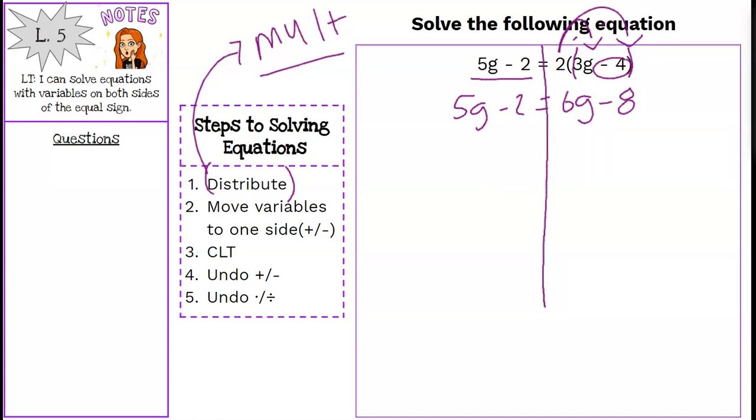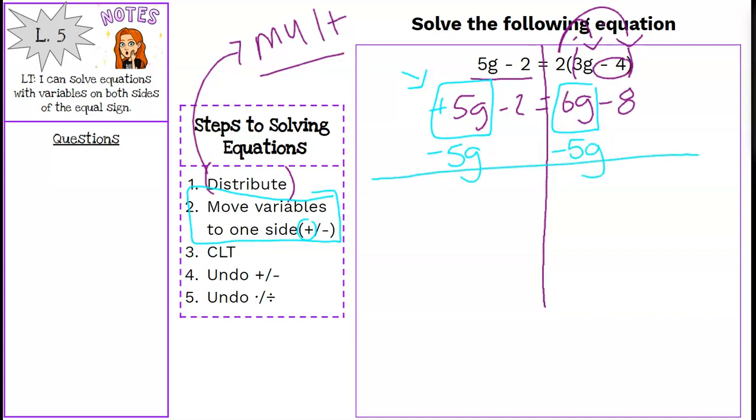Next step is to move our variables to one side. Now, I see a 5g and a 6g. Again, we want to move the smaller one. So I'm going to move 5g, which is positive. I'm going to undo that positive 5g with a minus 5g. By minus 5g on the left, I have to minus 5g on the right. 5g minus 5g is 0. Bring down that minus 2.